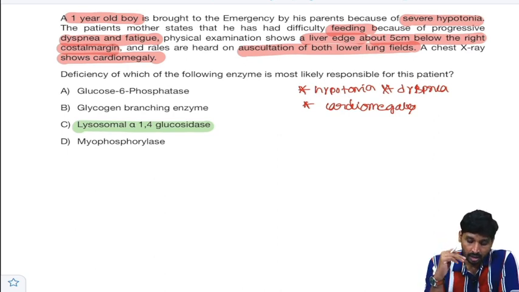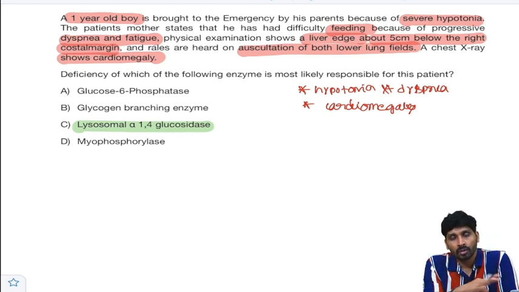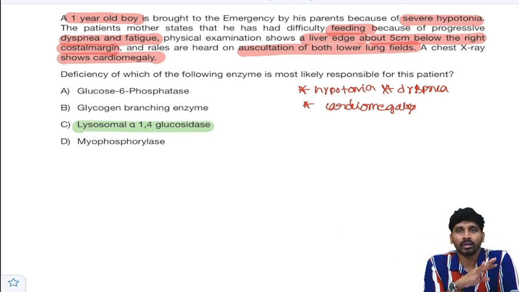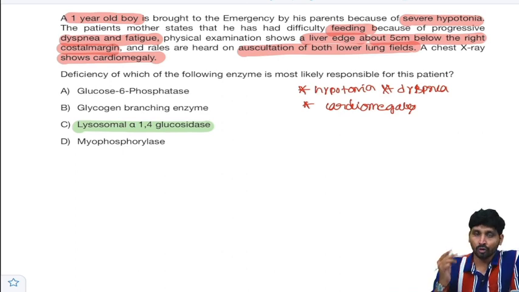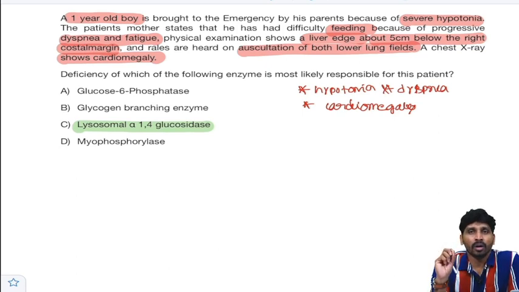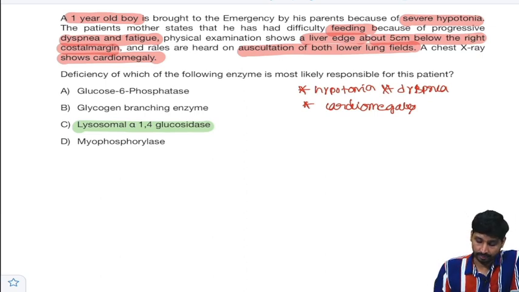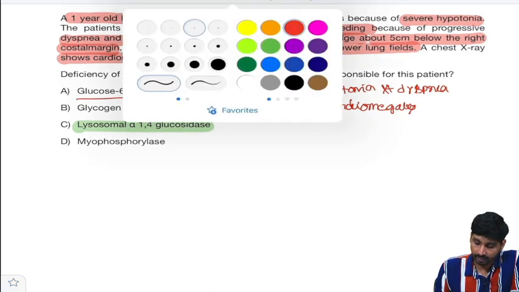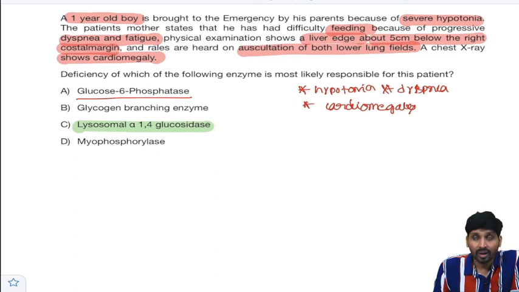First, let me evaluate the other answers and discard them. First is glucose 6-phosphatase. Glucose 6-phosphatase is the enzyme involved, and its deficiency causes von Gierke's disease. Remember, the deficiency of glucose 6-phosphatase causes type 1 glycogen storage disorder, von Gierke's disease.